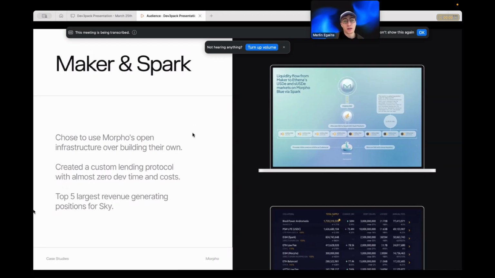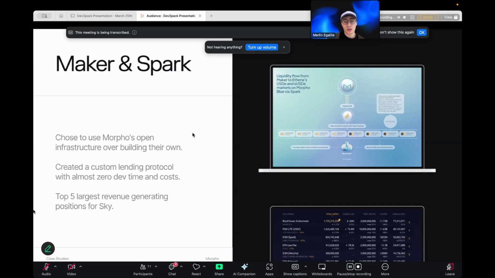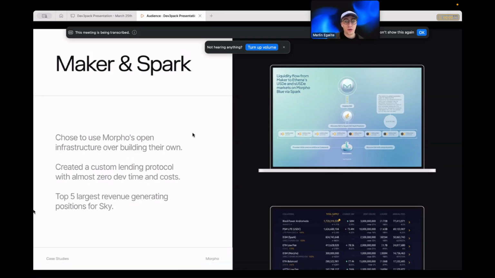So Maker and Spark, which is like a sub DAO from Maker, they were searching for a way to generate revenue for the DAO using DAI. And they wanted to lend DAI against several collaterals so that they could earn interest thanks to borrowers borrowing those DAIs. The problem is if you want to earn interest, you need to create a market and you need a lending protocol for that. You need demand, etc. So there were two options: either they build their own lending protocol or they fork an existing one.